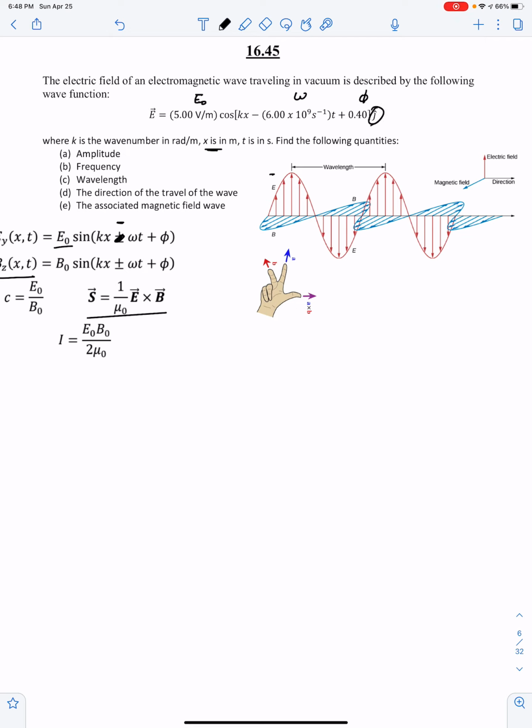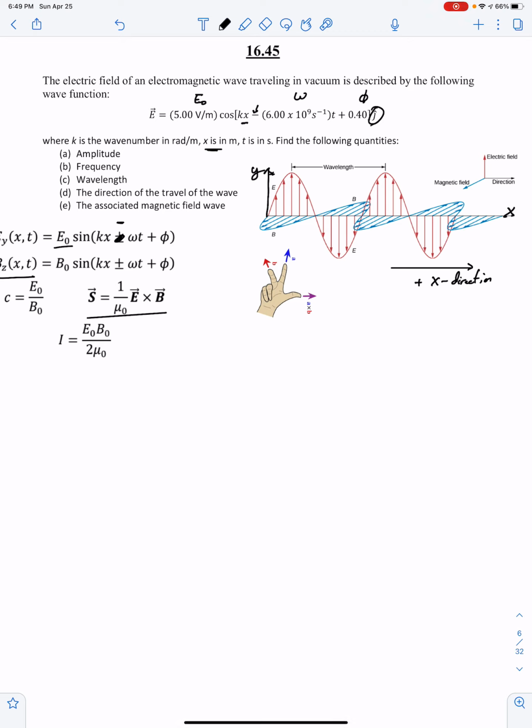Here it is saying that the electric field is in the Y direction, right? Because j represents the Y direction. But it gives us even more hints. It is also saying that the overall electromagnetic wave is traveling in the X direction. Not only that, it is a minus sign, so it is traveling in the positive X direction.